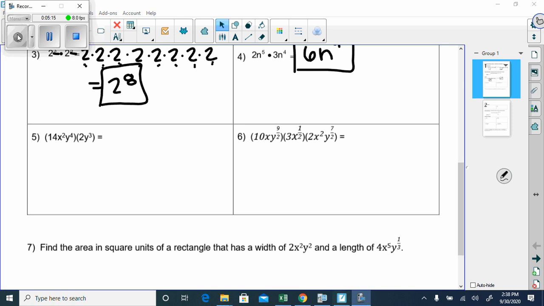So, on number 5, we're going to multiply our numbers, right? So what's 14 times 2? 28. Good. Okay, and then I add my exponents, but I only add the ones that have the same base, right? So for x, I've got a 2, and is there any x's over here? No. So I just have x squared. For y, I've got a 4 here and a 3 here. Altogether, that would be 7. So I have y to the 7. And there we go.